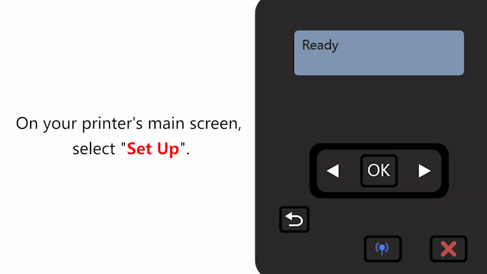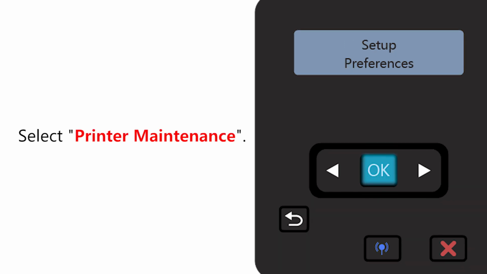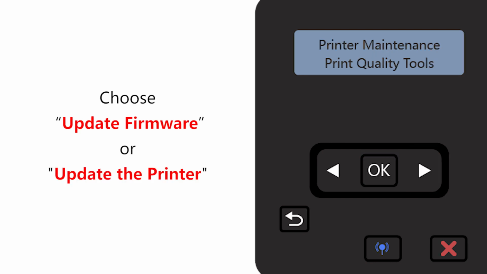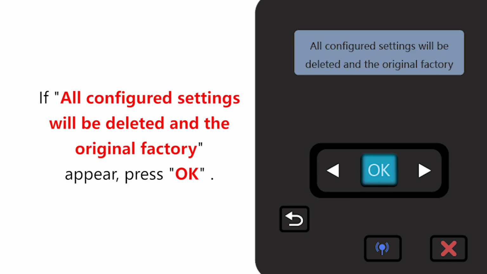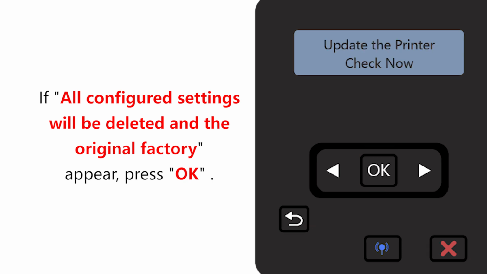On your printer's main screen, select Setup. Then, select Printer Maintenance. Choose Update Firmware or Update the Printer. If a message appears stating all configured settings will be deleted and the original factory, press OK.